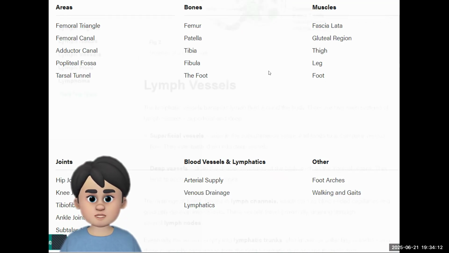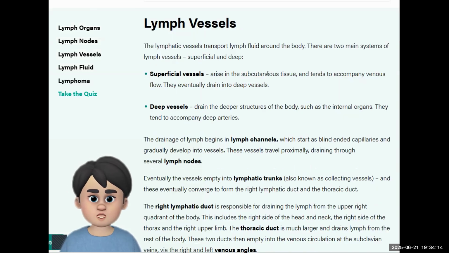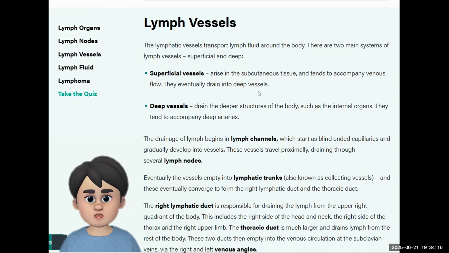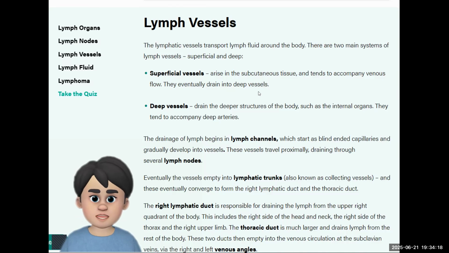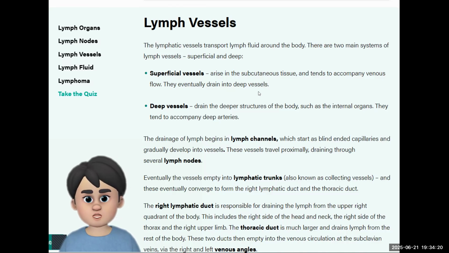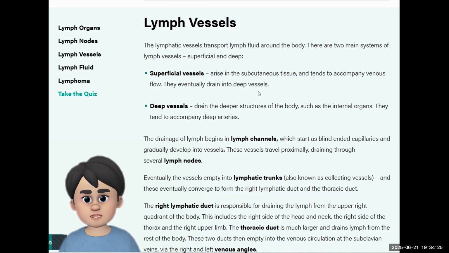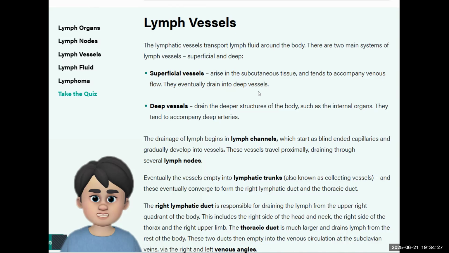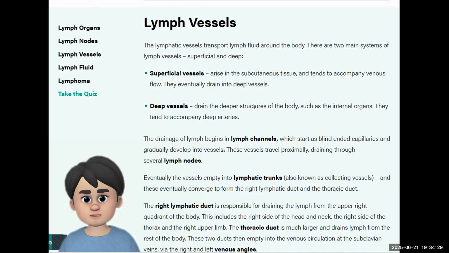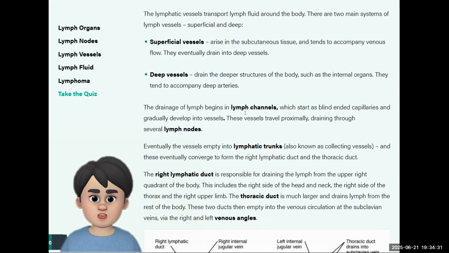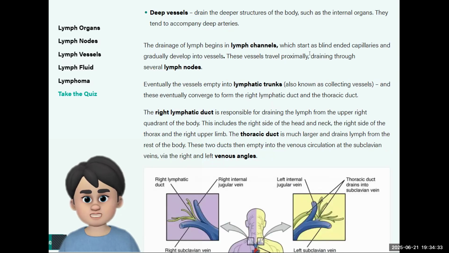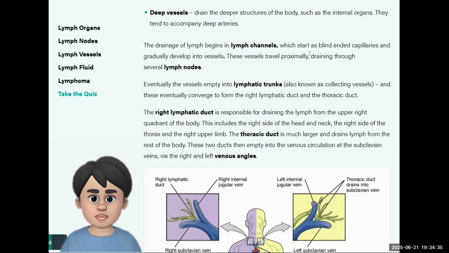Okay. Lymph nodes. Right? Superficial vessel කියලා කියන්නේ මේ ඇඟ මතු පිට තියෙනවට. ඒක deep vessel. Drain deep structures of the body such as internal organs. මේ අභ්‍යන්තර අවයව. එතකොට accompany deep arteries. The drainage of the lymph begins with lymph channels. ඔන්න බලන්න lymph channels, which start as blind end capillaries.